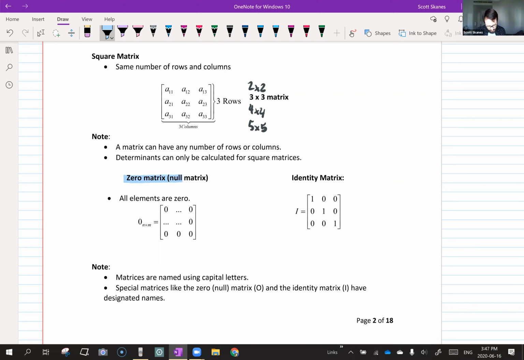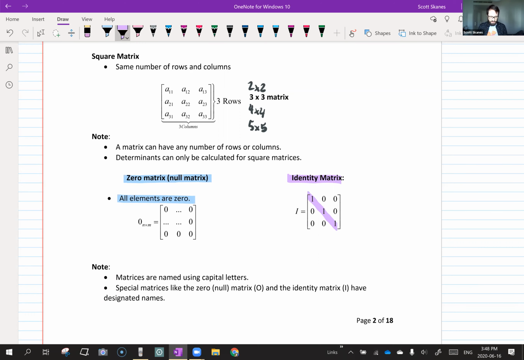A zero matrix, also called a null matrix, has all elements equal to 0. An identity matrix means we have 1s on the diagonal. The 0s are the rest, okay? So yeah, the notes are complicated. I'm going to try and make it clear to you. I'm just getting you the basics. Most of this is not going to come up in any crazy way, okay?